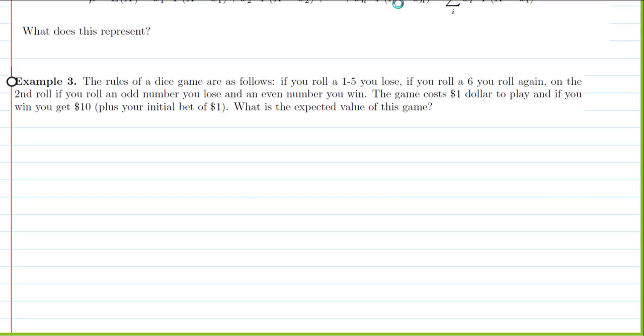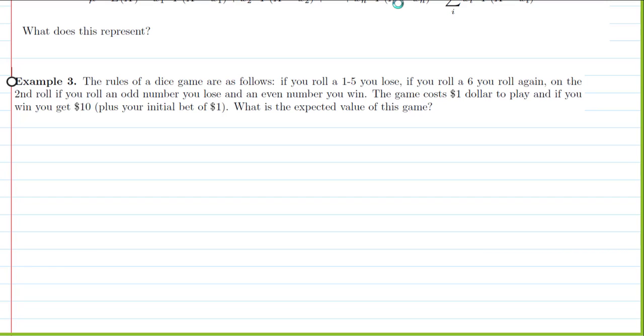The game costs $1 to play, and if you win, you get $10 plus your $1 bet back, so you make a profit of $10. And if you lose, you lose your dollar. So it costs you $1 to play a game. You roll a die. If you roll a 1 through 5, you lose automatically. If you roll a 6, you go to round 2. In round 2, you roll the die again. If you roll an odd number, you lose. And if you roll an even number, you win.